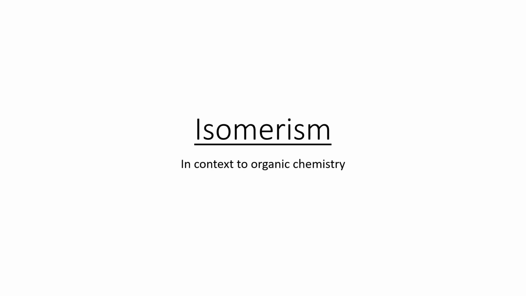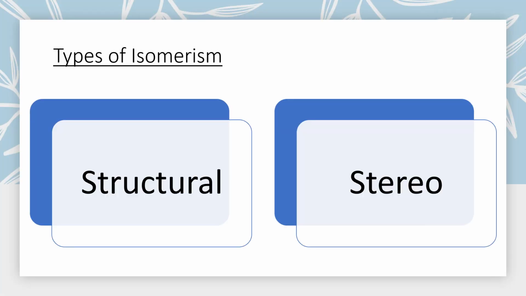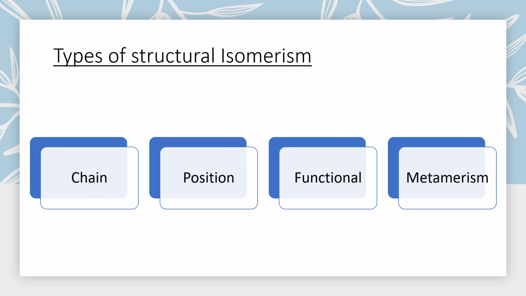Hello, so today we'll be discussing isomerism in context to organic chemistry. Now, isomerism is of two types, that is structural and stereoisomerism. Now, coming to types of structural isomerism, there are four major types: chain isomerism, position isomerism, functional isomerism, and metamerism.